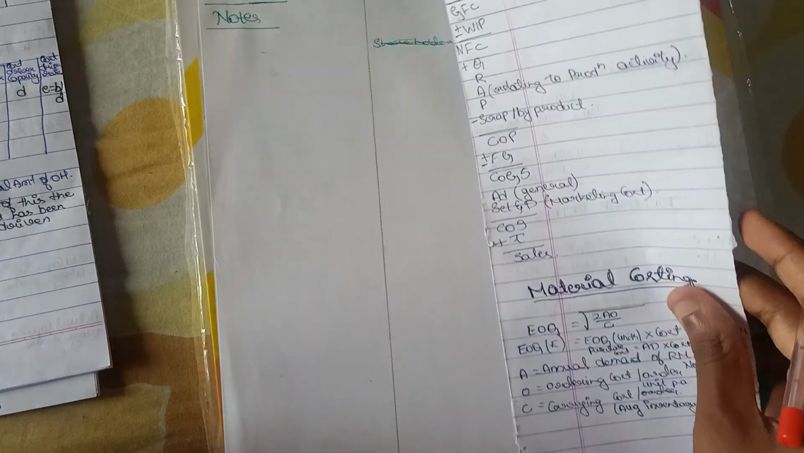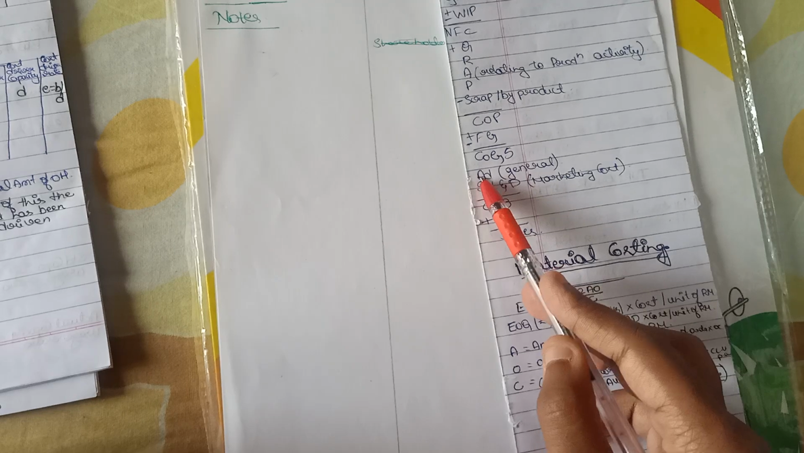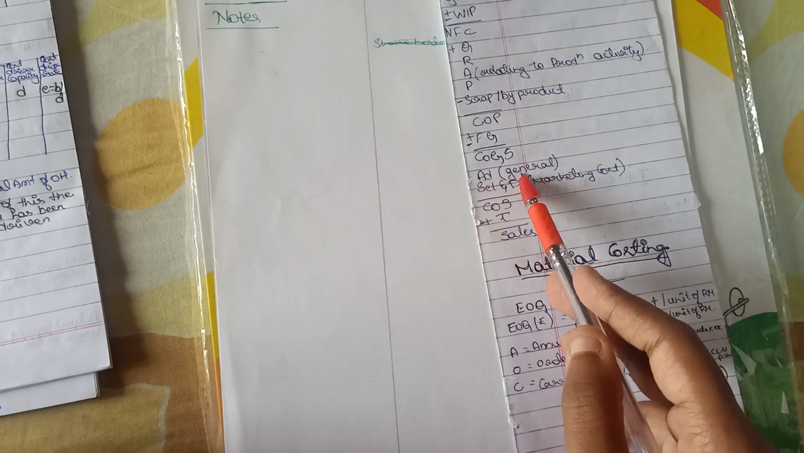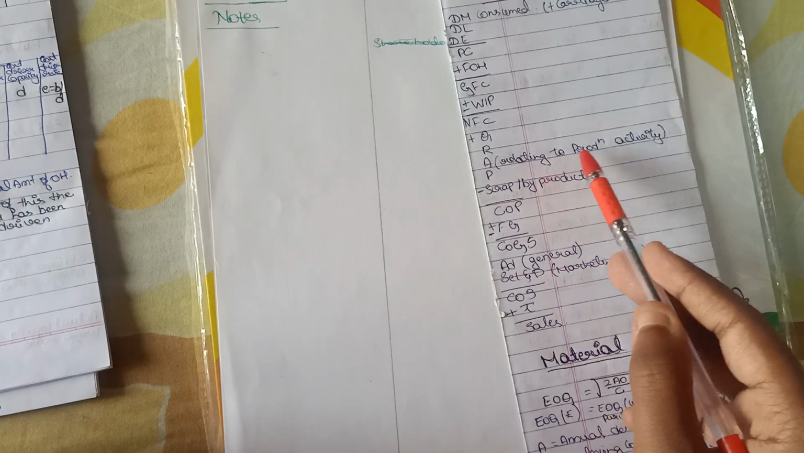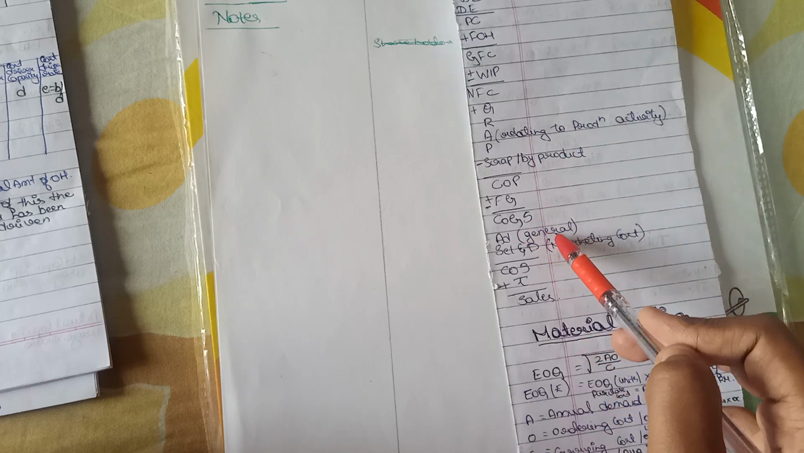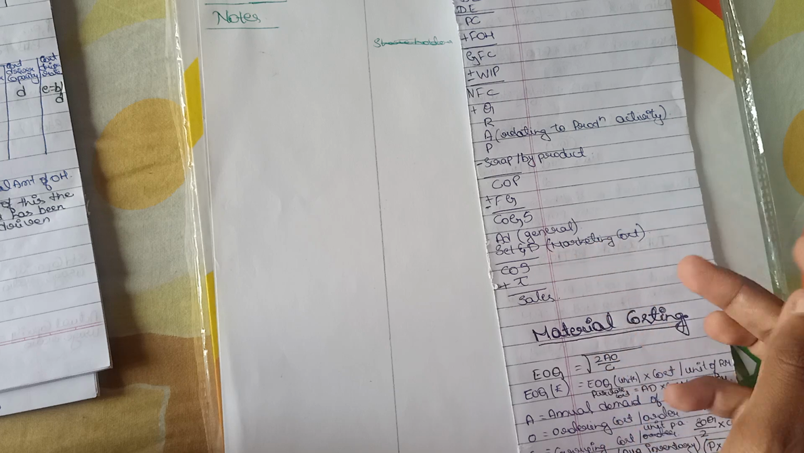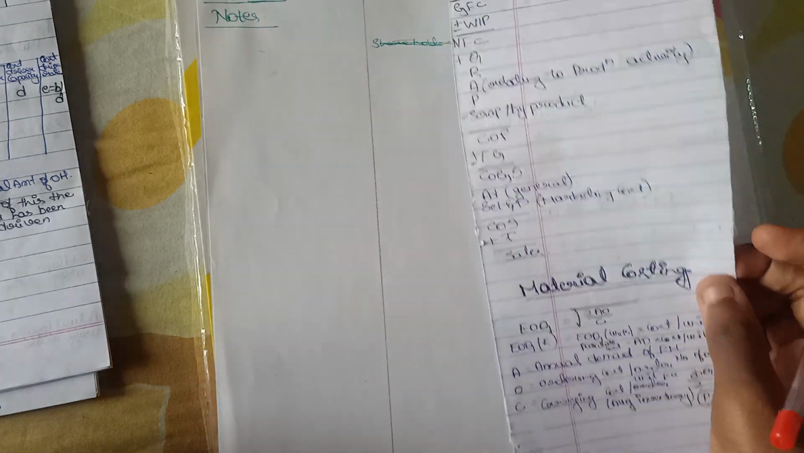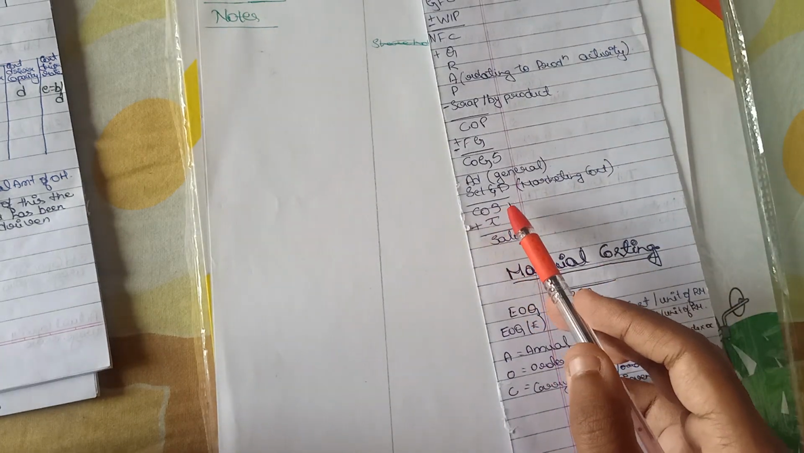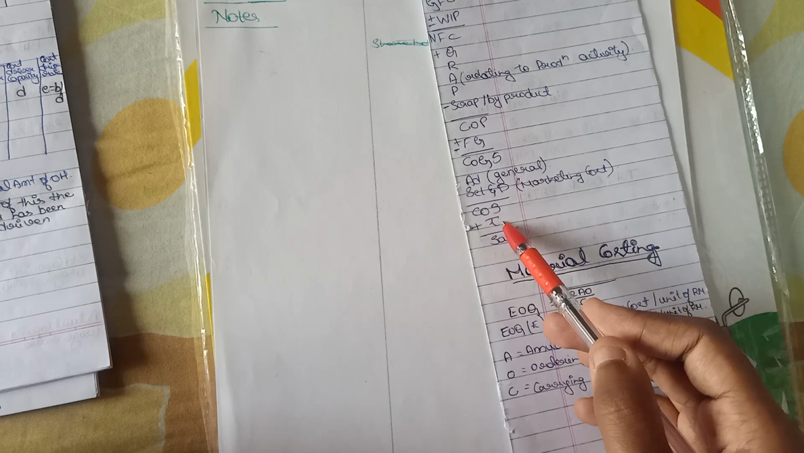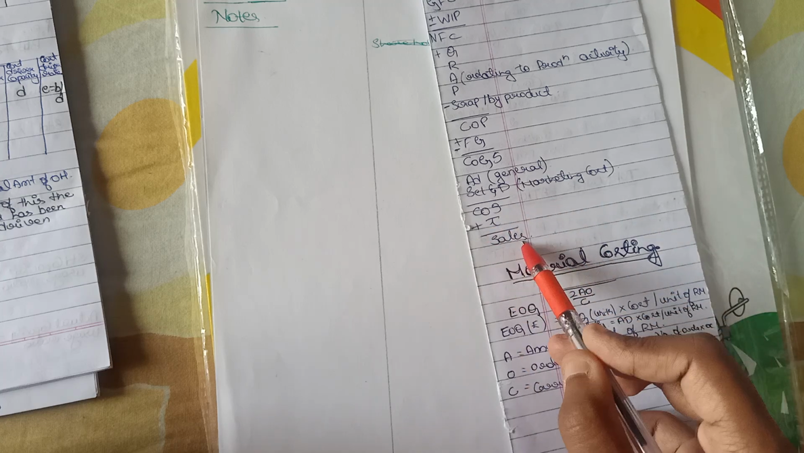Then add the others, that is admin expenses, which is general. Here we saw only relating to production, here it is all about general. Then selling and distribution charges, that is marketing cost, which will give you cost of sales. If we add profit to it, then we'll get the value of sales.